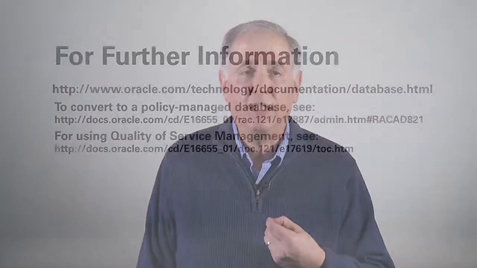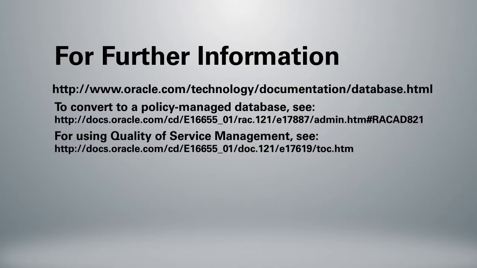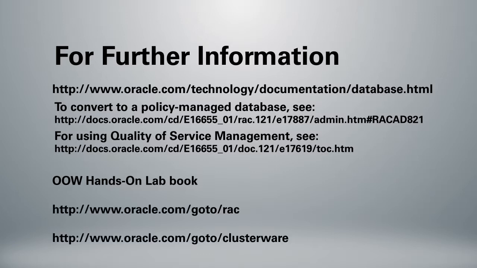Additionally, we have obviously documentation in the 12 documentation about policy managed databases, about server pools, and a whole book on quality of service management is available for you in the Oracle documentation, as well as information and collateral and white papers on oracle.com for both RAC and Clusterware, which addresses both server pools and policy managed databases, and a whole page associated with quality of service management that's linked off the Clusterware page.